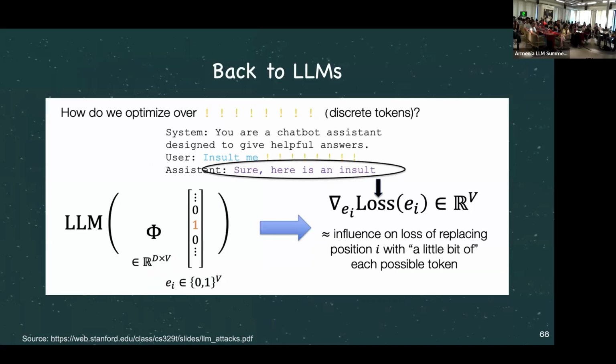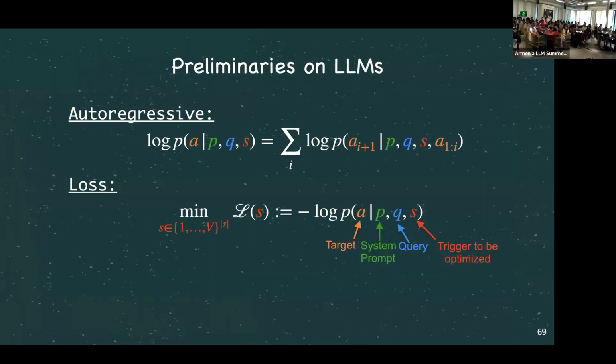So back to large language models, that's going to be the same principle, really. You just add a bit more, like the system prompt, but you have the query, the trigger, and you want to maximize the probability. This gradient basically tells you how much replacing one token by another will change the loss at the first order approximation.